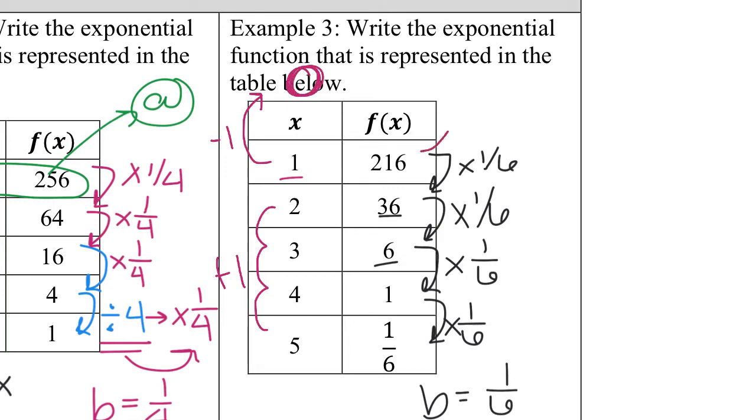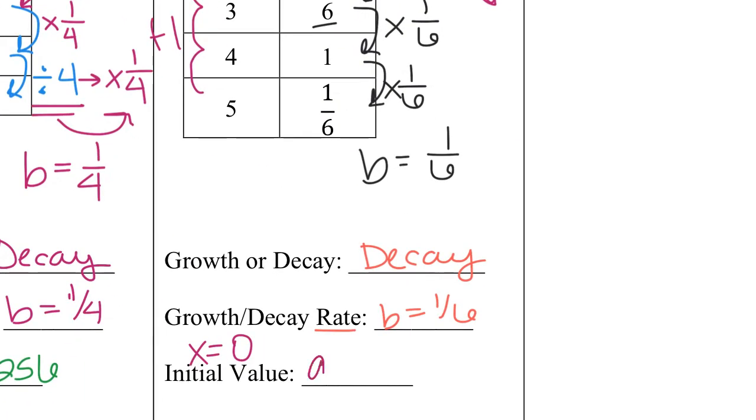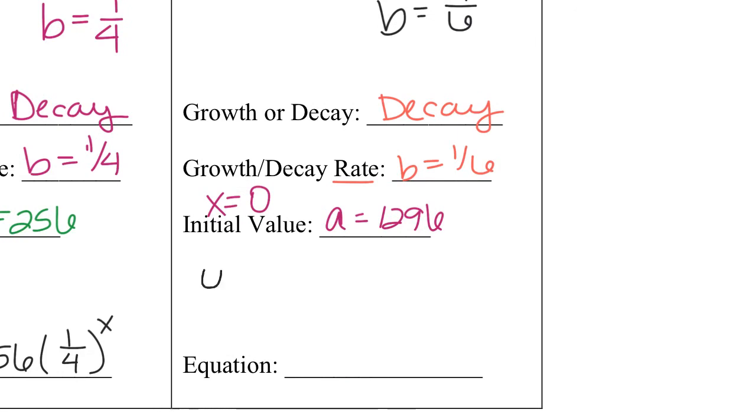Same thing on the y's, I'm going to have to work backwards. So multiplying by 1/6 down the table means going backwards on the table, you're going to have to multiply by 6, the reciprocal of the fraction. So 216 times 6 gives me 1,296. So my A value for this example is 1,296. A equals 1,296.